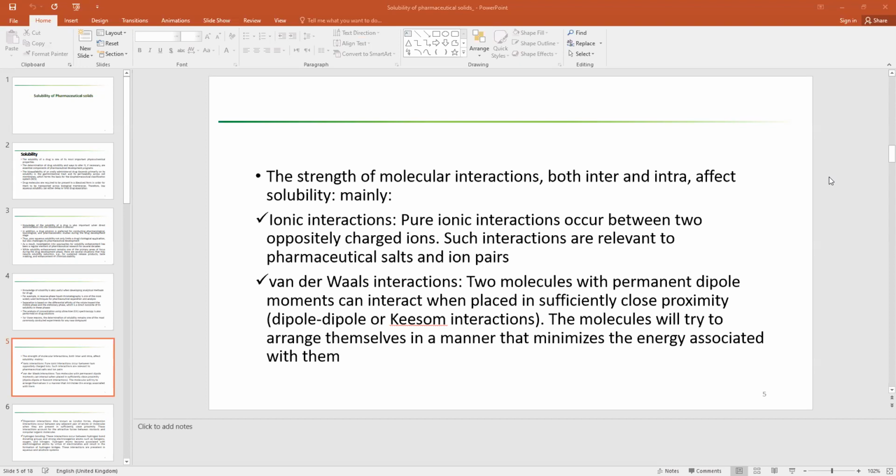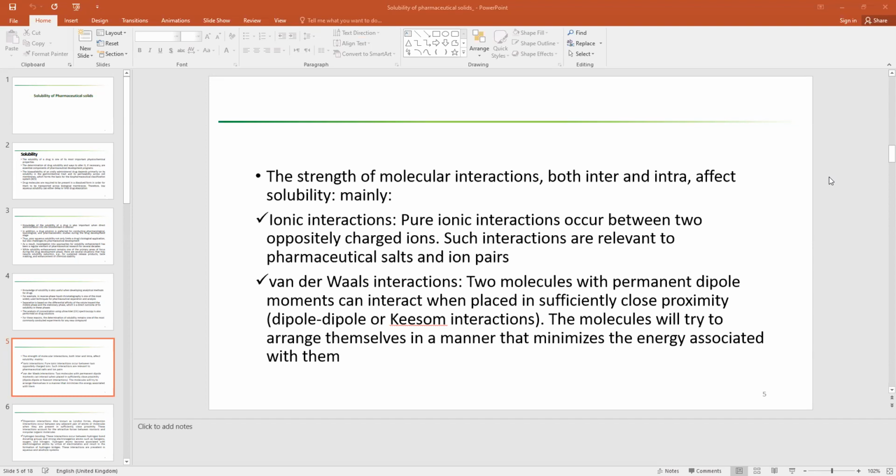In general, when we start to estimate it, we should understand that solubility is actually the net result of interactions between different molecules. So you need to remember the strength of molecular interaction, intra and inter, that will affect the solubility. For example, you need to remind yourself that ionic interactions, which occur between two oppositely charged ions, are there, and this could be observed in pharmaceutical salts and ion pairs.